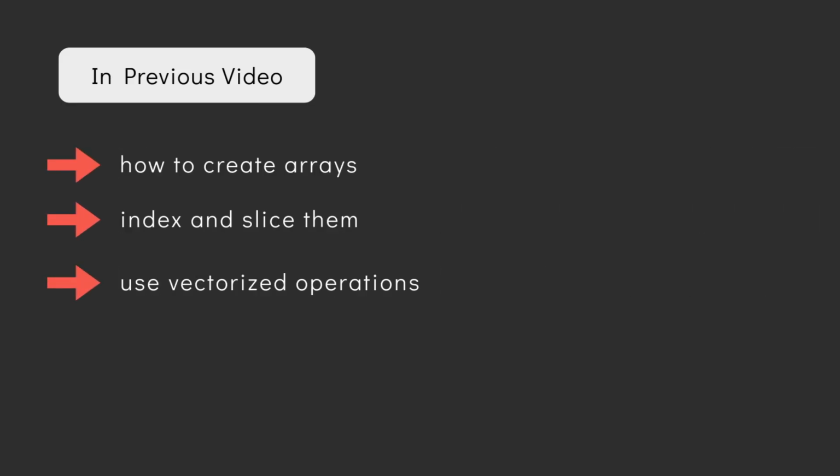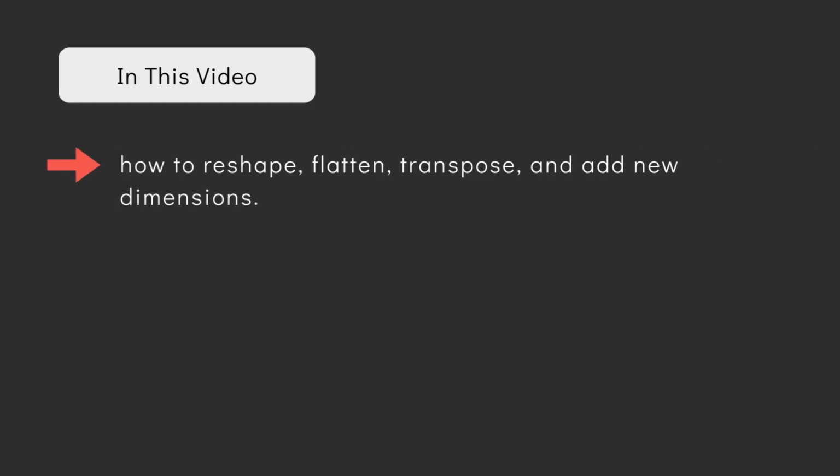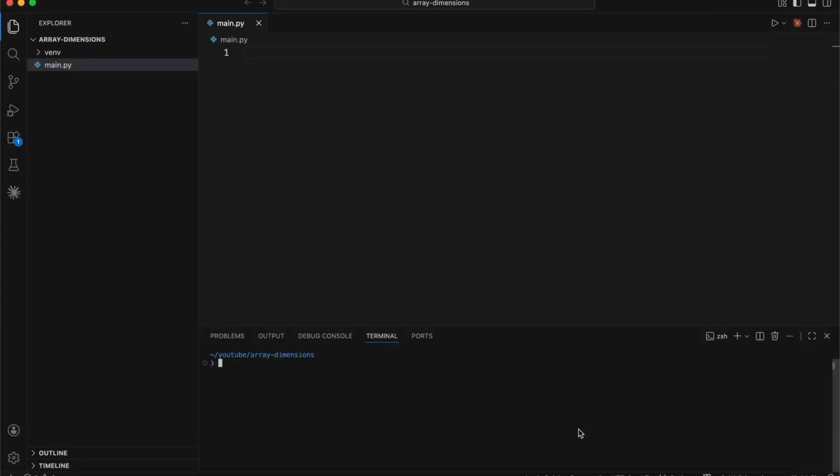So far we have learned how to create arrays, index and slice them, use vectorized operations, and work with aggregation and access. In this video we will focus on reshaping arrays: how to reshape, flatten, transpose and add new dimensions. Let's start with reshape. I am in VS Code.